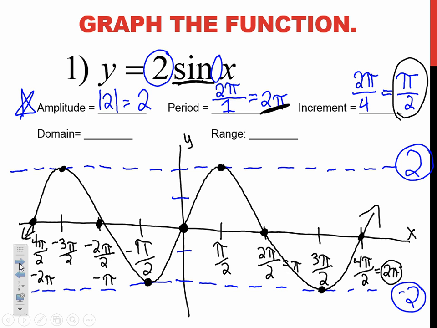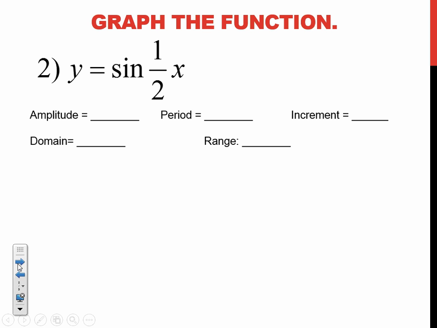All right, we're going to do 2 more examples. Here's your next example. First thing we have to do is find the amplitude, the period, and the increments. Since I have nothing in front of here, it's going to be the absolute value of 1. Absolute value of 1 is just 1, so that's my amplitude.